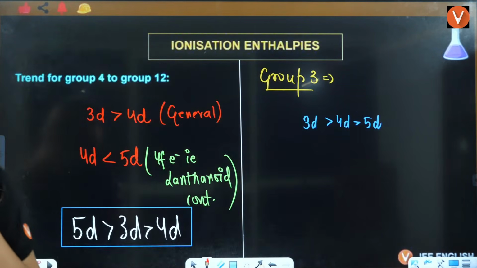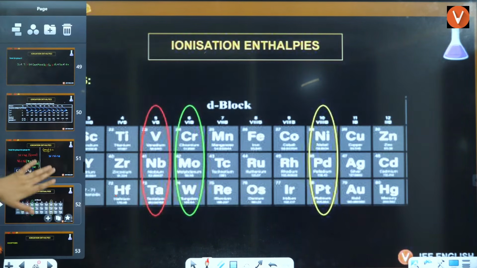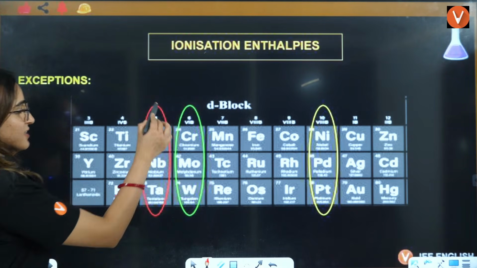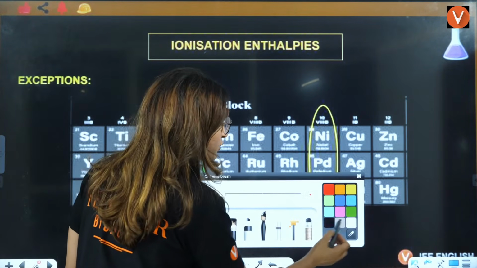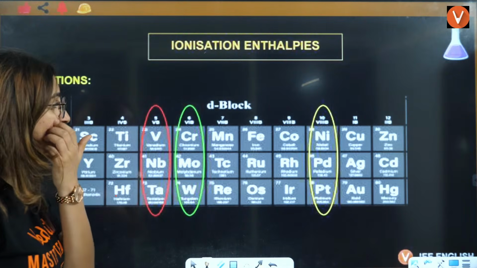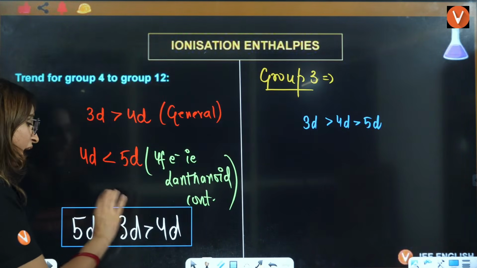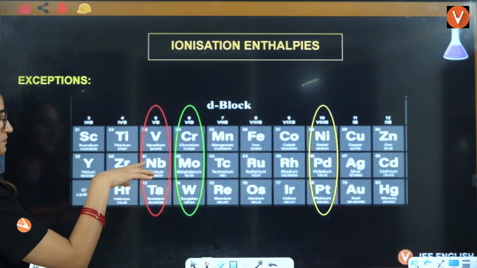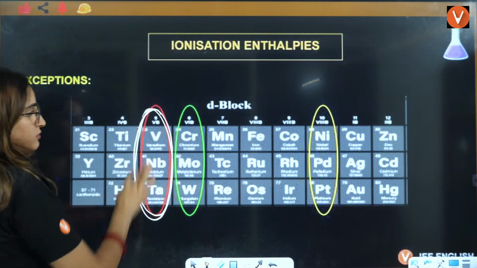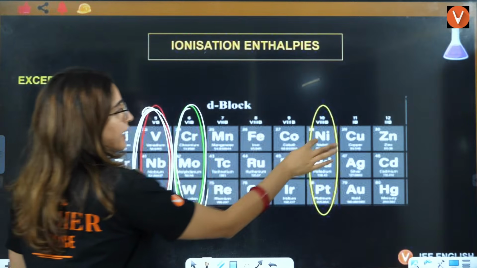Tell me, students, if that is clear to everyone of you or not. So, let's talk about this exception here. Now, ma'am, is there any other exception? Yes, there are these 3 exceptions. I am so sorry that there are so many exceptions, but what do I do, guys? I can only tell you these exceptions. Even this trend has an exception.